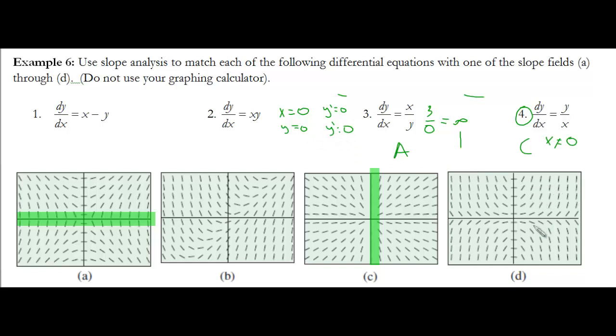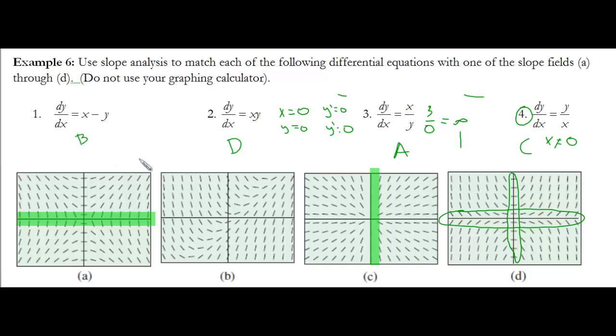So if you look over here, very clearly when x is 0, which represents the y-axis, you have a bunch of horizontal lines which represent 0 slopes. And if you look at the x-axis also, you'll see that the slopes are approaching 0 there also. All right, so that one is going to be D, and by default this would be B.